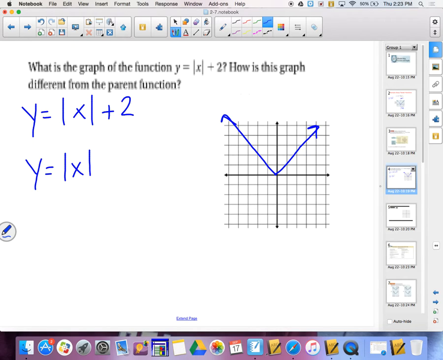Now, they want me to take the parent function, which is this one right here, and create this one. Well, what do I know I'm going to do to the parent function? I'm going to go up 2, right? So I'm going to take my graph, always start at the vertex, go up 2 and redraw it. That would be y equals the absolute value of x plus 2, starting at 0, 0 on the parent function.